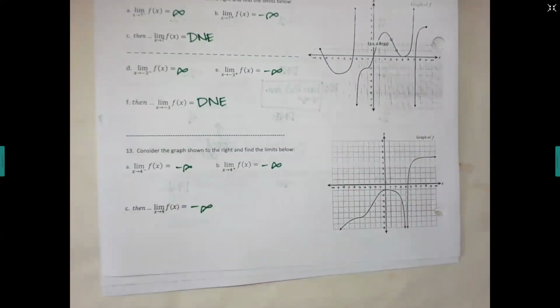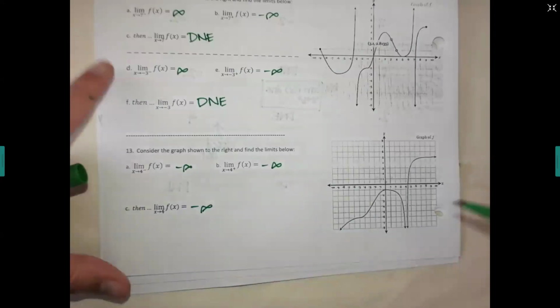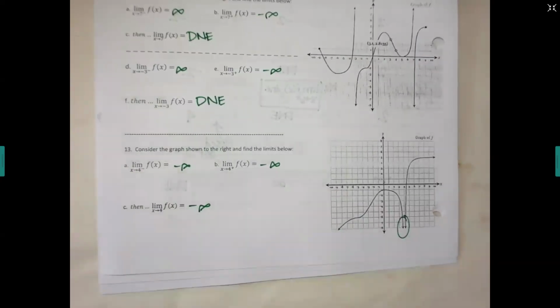At 4, if you cover up here, it's going down, and then here it's going down. Also, remember, guys, you have to trace towards 4. Towards 4. So both of these ends are pointed down. All right, go ahead and turn the page.